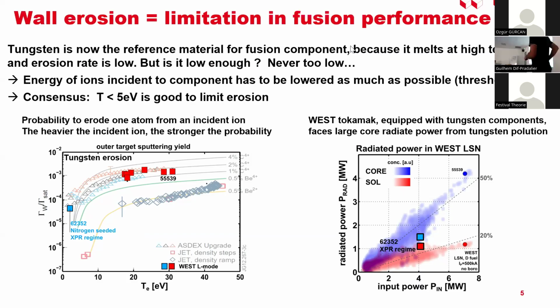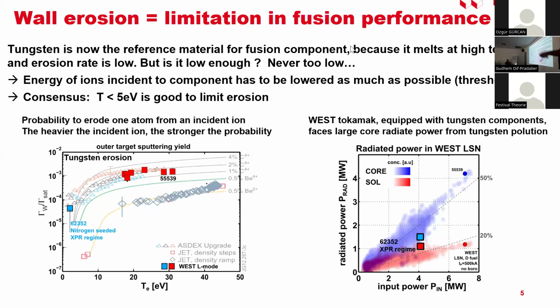You have here experimental measurements of the probability to erode one tungsten atom from the surface from the plasma arriving on it, as a function of the temperature of the plasma. You have experimental points from ASDEX, JET and WEST as well, and some theoretical predictions from a sputtering theory. For tungsten, the sputtering yield is maximum around 10 to the minus 2, 10 to the minus 3, low, but still too high, and it decreases strongly with temperature. At low temperature, you have a threshold effect due to the binding energy of the atoms in the material. And so we see both in theory and experiments that you can drastically reduce this probability to erode one particle, per incident particle, if you go to very low temperature.